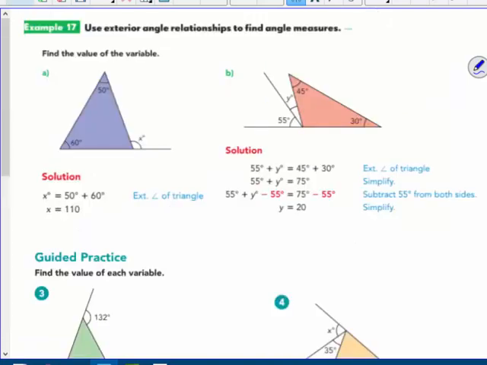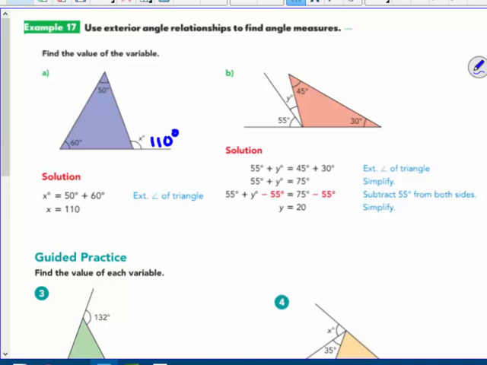Next page. Use exterior angle relationships to find angle measures. Find the value of the variable. So I can see that the exterior angle is the x. Well, the remote exterior angle is what it's called, because it's not next to the 50 and 60, is equal to the sum of the 2 remote interior angles. So 50 and 60 adds to 110, so x is 110 degrees.